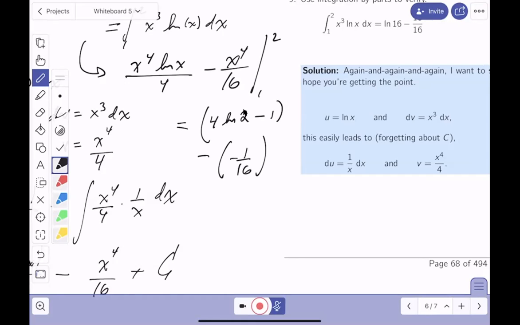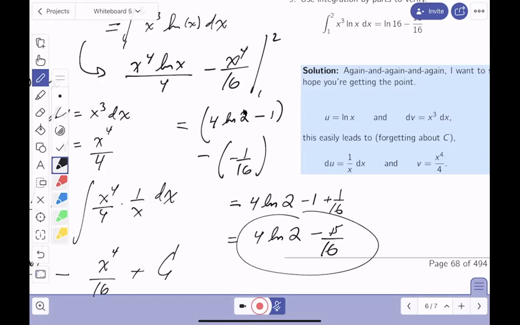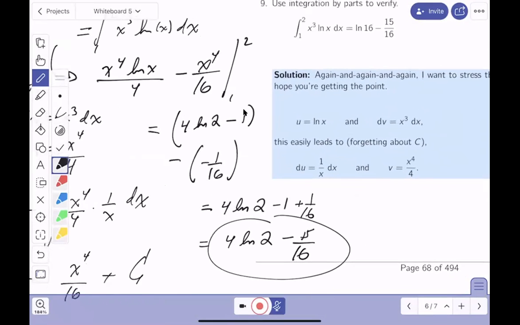All right. Let's see here what we got to do now. I guess I got to do the arithmetic, right? So you get 4 natural log of 2, let's see, minus 1 plus 1/16. That's 4 natural log of 2 minus 15/16. That's my answer. Now let's look at their answer. Oh, their answer looks different, doesn't it?